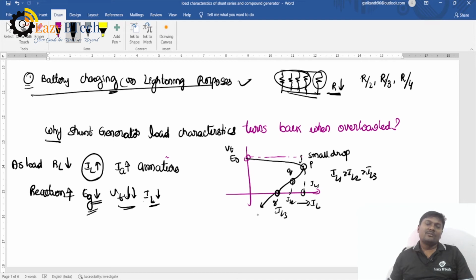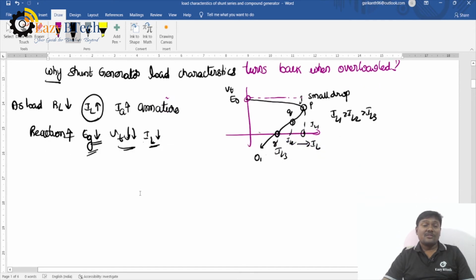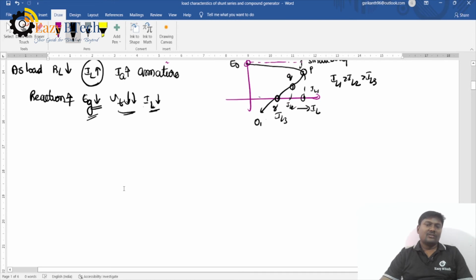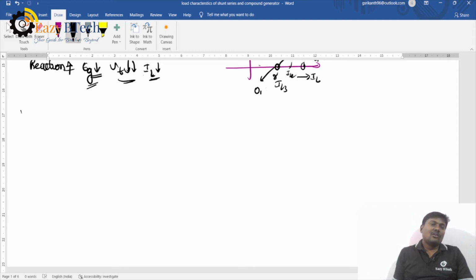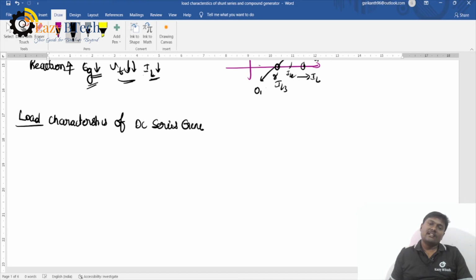At this point you can observe the generated EMF is 0. Only this much current is present. Generator voltage is 0 and some current is present, which means it is short circuited. That's why the generator should never be overloaded. See the nameplate details. If 20 amperes is the rated current, you can apply up to 20 amperes. And the next characteristics are load characteristics of DC series generator.